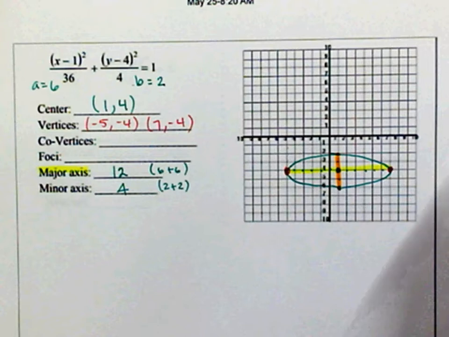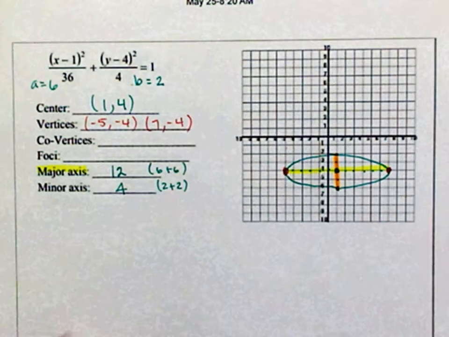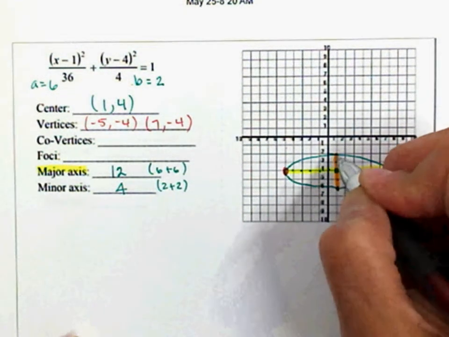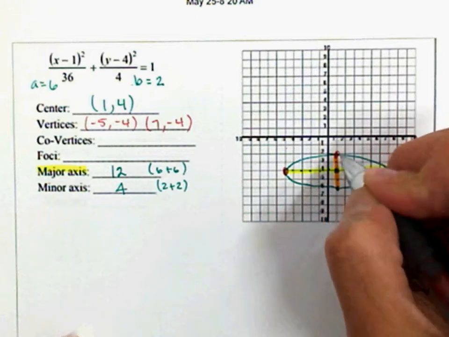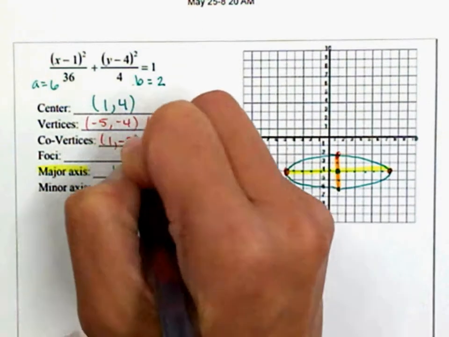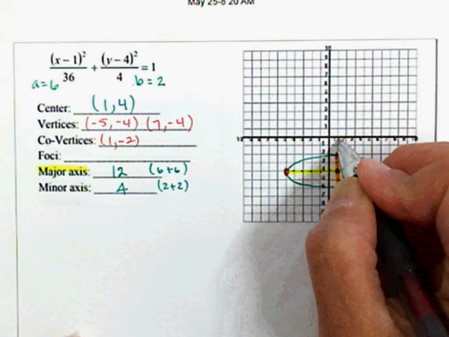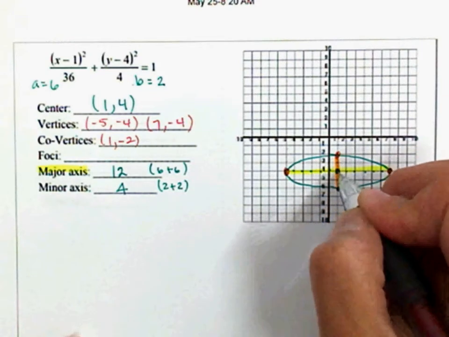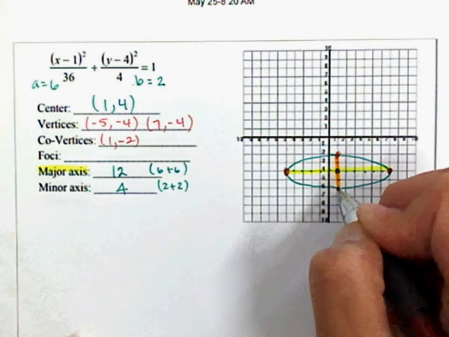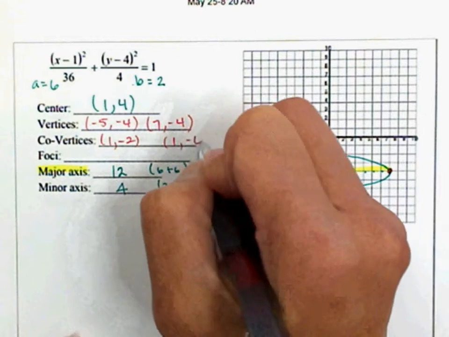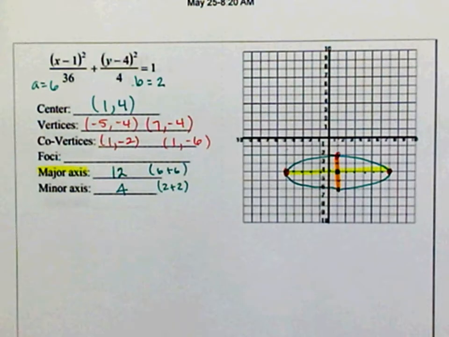All right, your co-vertices is your shortest axis. What is that point? That is 1 and negative 2. And what is this one? 1 and negative 1, negative 2, negative 3, negative 4, negative 5, negative 6. Okay, just like that. All right, now your foci.